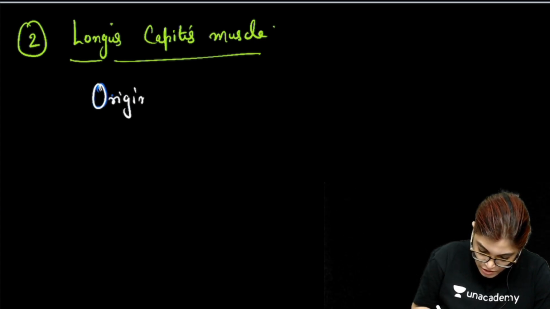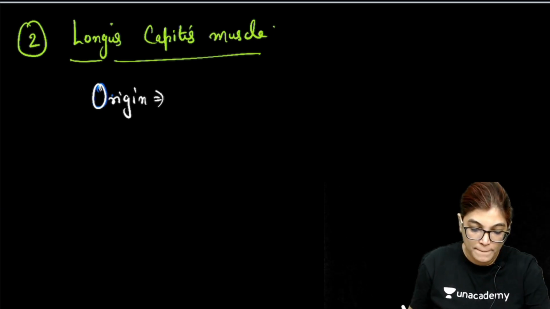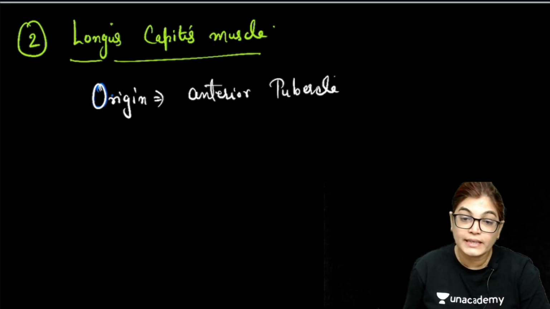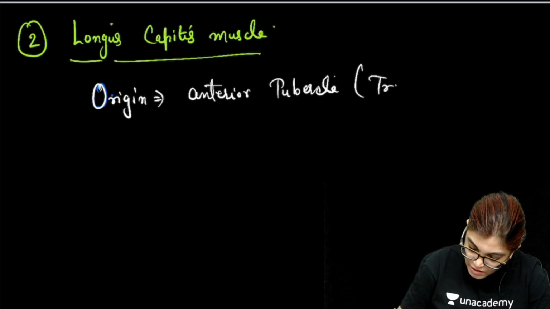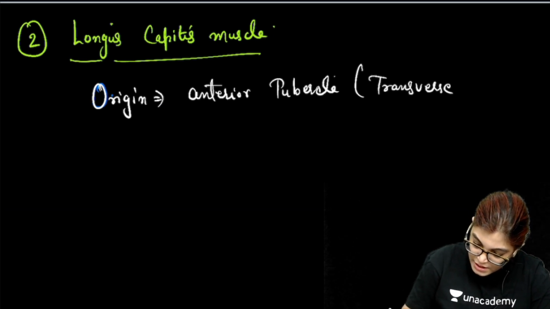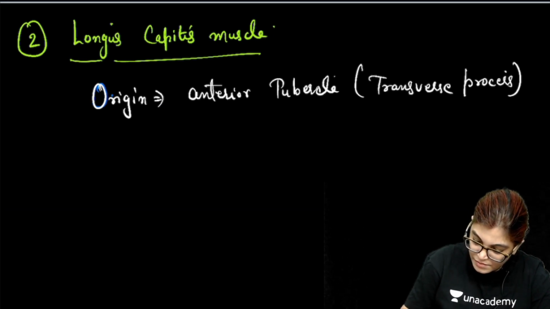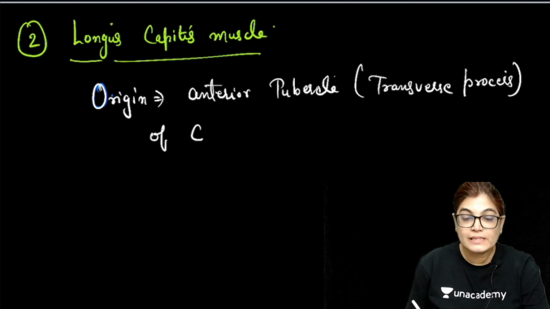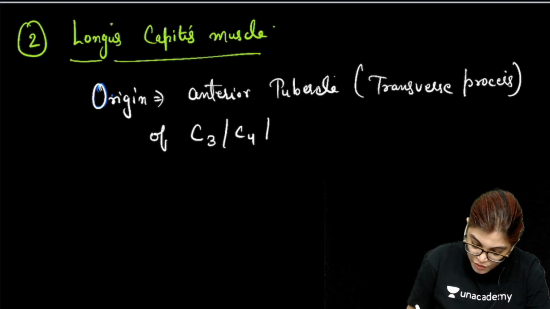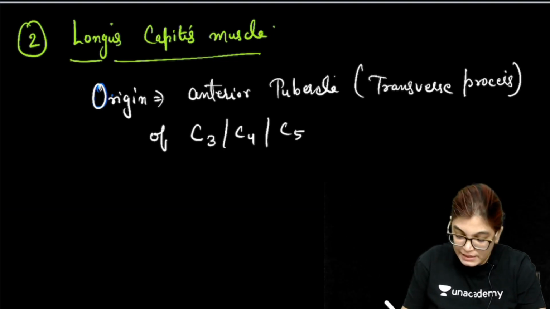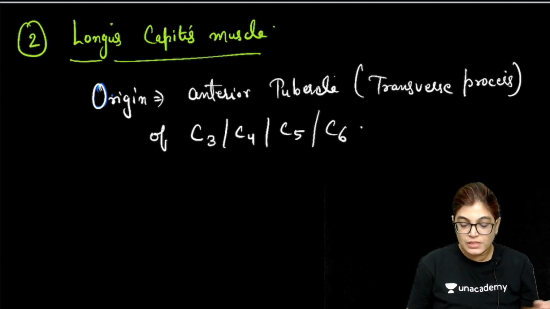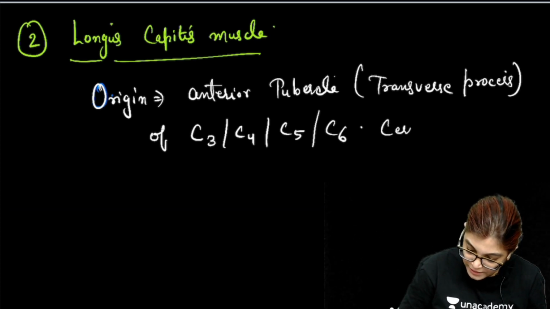This muscle, if I talk about the origin, arises from the anterior tubercle, which is located on the transverse process of C3, C4 and C5, and in some books it is also written C6. Okay, so that is also right. C3, C4, C5 and C6 cervical vertebrae.